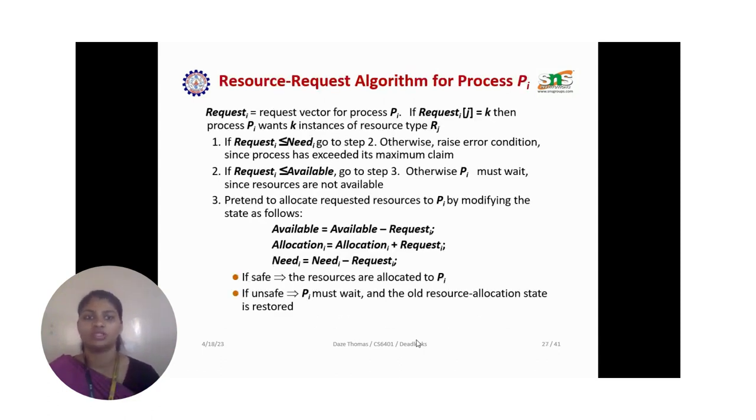Then the resource request algorithm for process Pi. Request i is the request vector for process Pi. If request i[j] equals k, then process Pi wants k instances of resource type Rj. You have to follow three steps. First, check if request is less than or equal to need. If it is true, go to step 2: request less than or equal to available. If it is true, go to step 3. Step 3 is: available equals available minus request, allocation equals allocation plus request, and need equals need minus request.